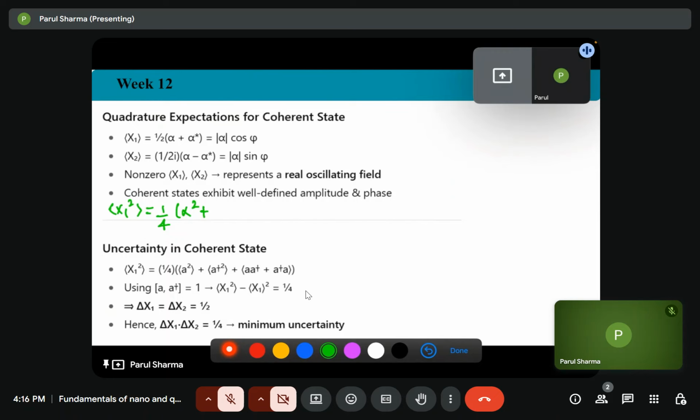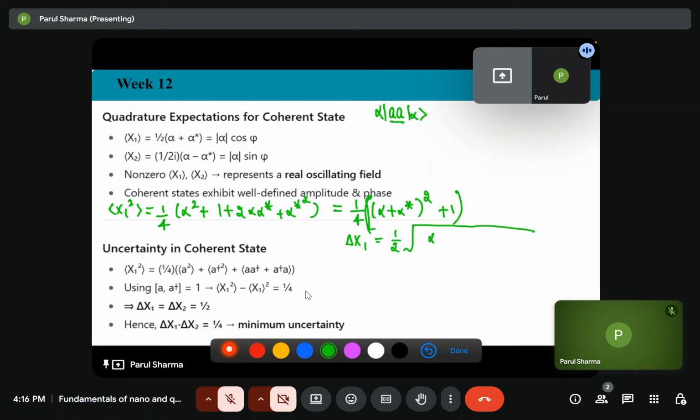So when a square acts on the coherent state, it will give you alpha square, and a dagger square when a dagger acts, gives alpha star square. So now it will give us 1 by 4 (alpha plus alpha star) whole square plus 1. So delta x1 is equal to 1 by 2.